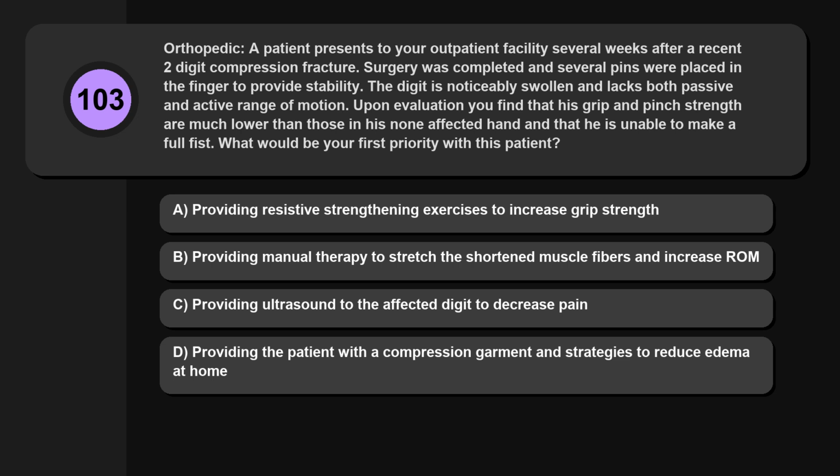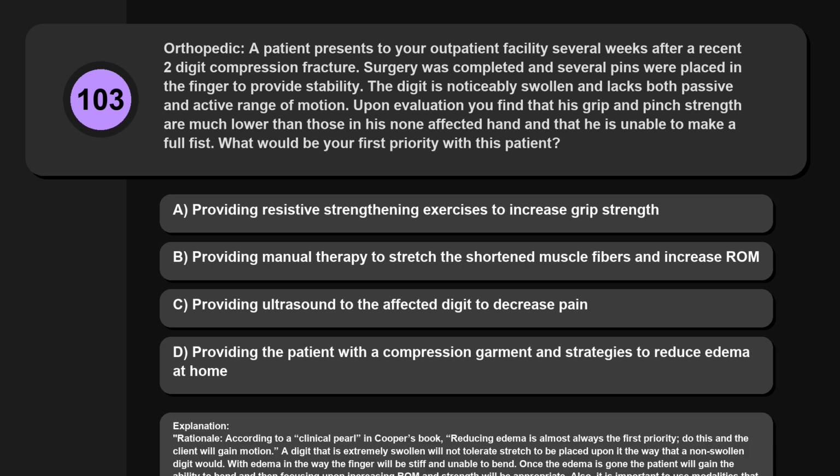Option A, providing resistive strengthening exercises to increase grip strength. Option B, providing manual therapy to stretch the shortened muscle fibers and increase ROM. Option C, providing ultrasound to the affected digit to decrease pain. Option D, providing the patient with a compression garment and strategies to reduce edema at home. The correct answer is option D.